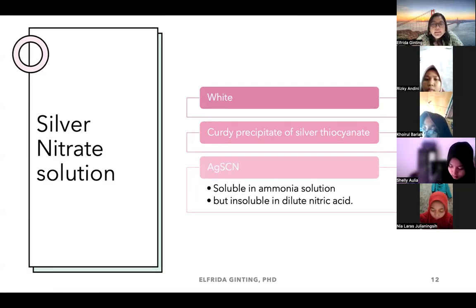Now, how to make this silver thiocyanate soluble? You need to mix it with ammonia solution. But if you mix it with a low concentration of nitric acid, or dilute nitric acid, the silver thiocyanate will be insoluble. So this is the way you analyze thiocyanate using silver nitrate solution.